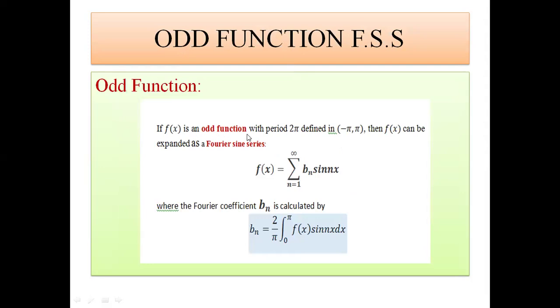Now the odd function and Fourier sine series. If f of x is an odd function with period 2 pi, defined in minus pi comma plus pi, then f of x can be expanded as a Fourier sine series. f of x is equal to summation n is equal to 1 to infinity bn sin nx, where the Fourier coefficient bn is calculated as 2 by pi integral 0 to pi f of x sin nx dx.